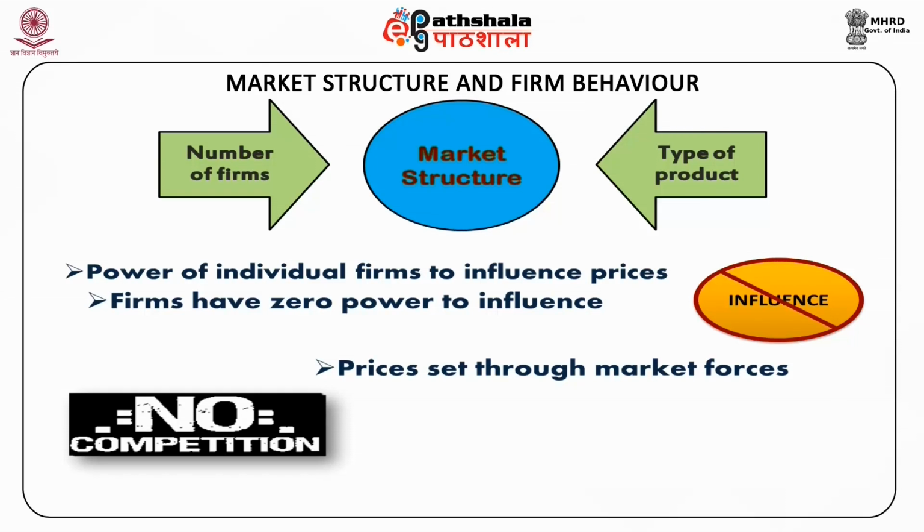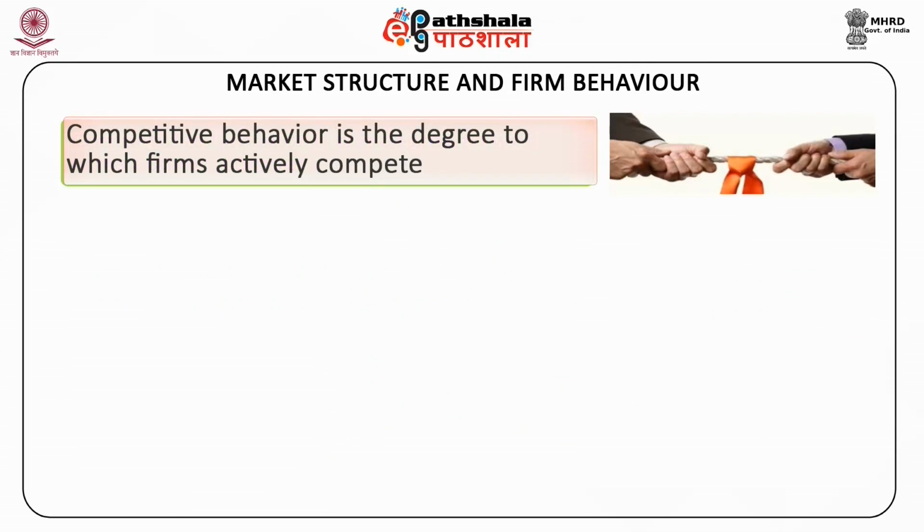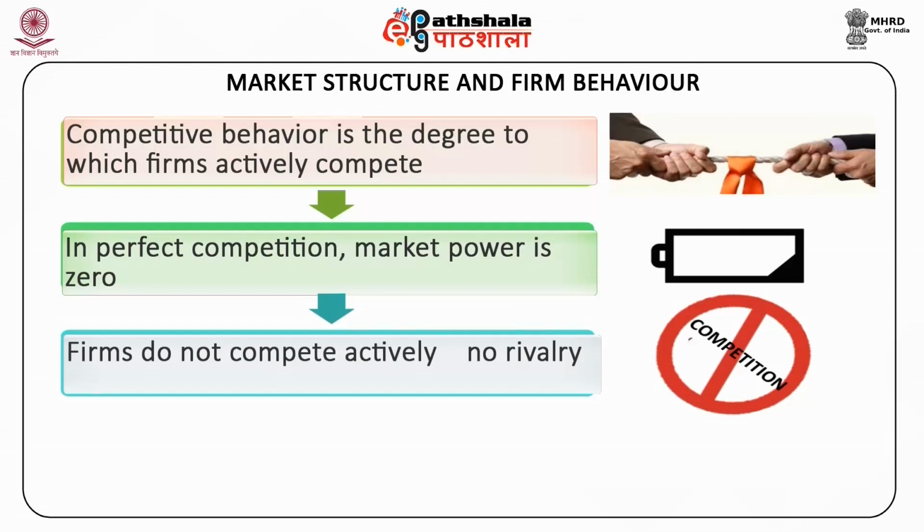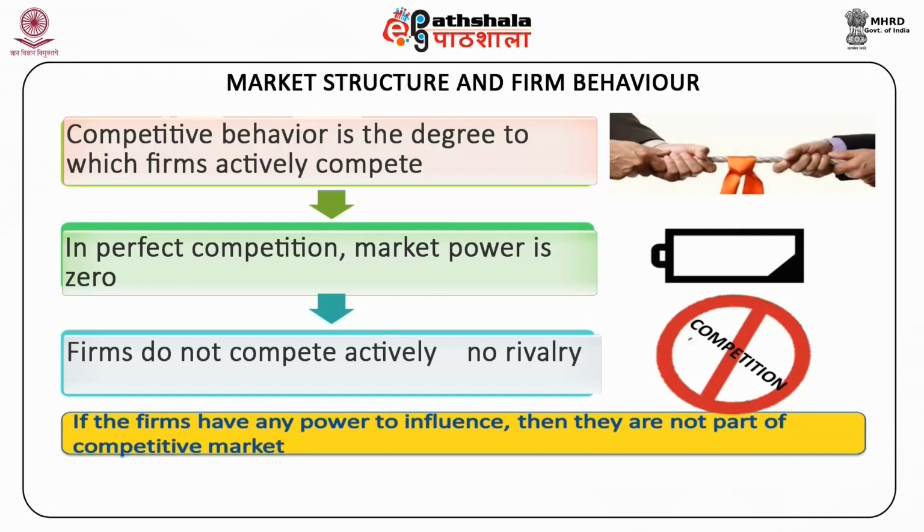This type of market structure is characterized by complete absence of rivalry among the individual firms. In such a market, firms can produce and sell any amount of output at the prevailing prices. Competitive behavior can be defined as the degree to which individual firms actively compete with one another. In case of a perfectly competitive market, the market power is zero. Thus, firms do not compete actively with each other. On the other hand, firms competing with each other due to some power to influence the market price and output cannot be considered a part of this competitive market.